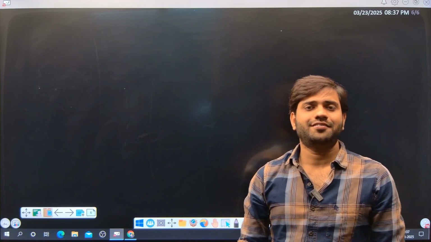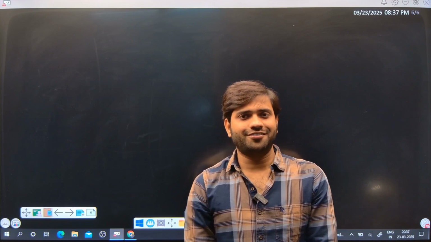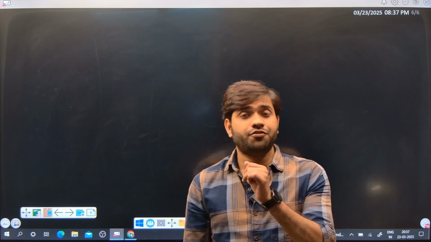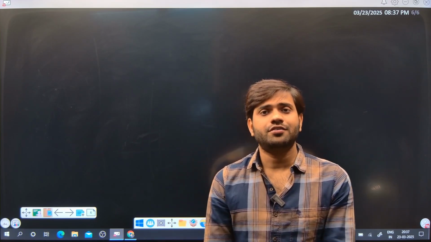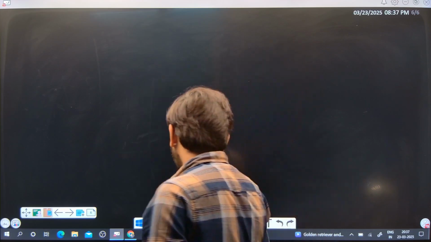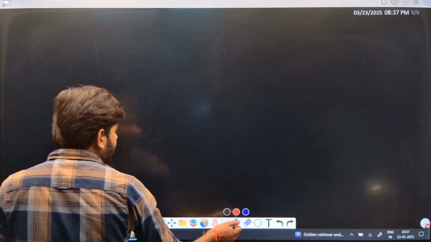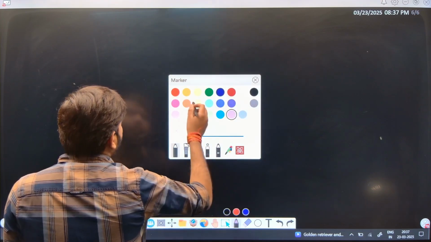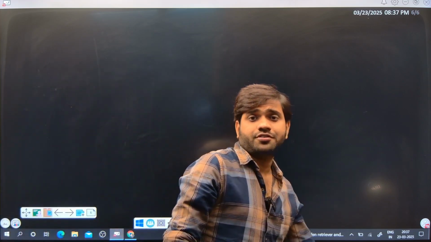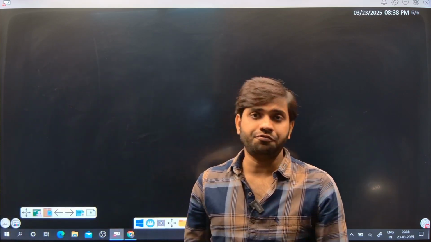Hello everyone. Today I am going to discuss the most famous topic of electrostatics. From NCERT chapter 1, the most famous topic is Gauss Law. So we'll discuss Gauss Law today and get to know the interesting questions already asked in competitive examinations like JEE, NEET. So guys, I need your full attention.